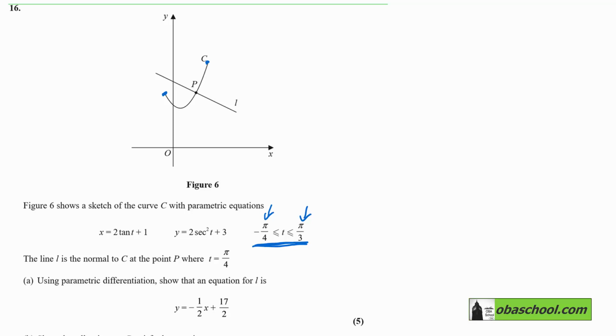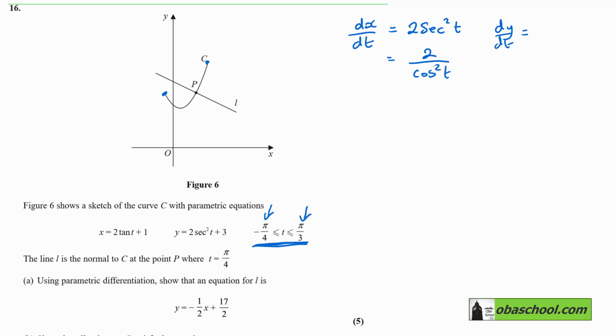In part A, using parametric differentiation, show that an equation for L is y equals negative a half x plus 17 over 2. So we're going to need to do some calculus. We need dx/dt. Tan differentiates to sec squared, so that one's going to be 2 sec squared t. And it might be worth noting that that's 2 over cos squared t. Then dy/dt is a bit more complex.